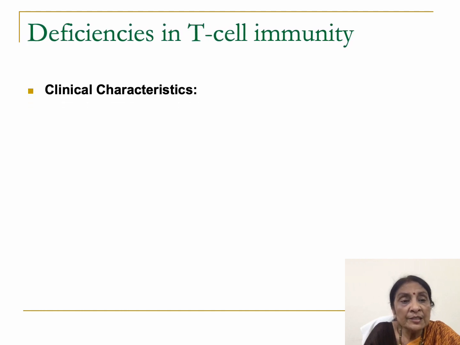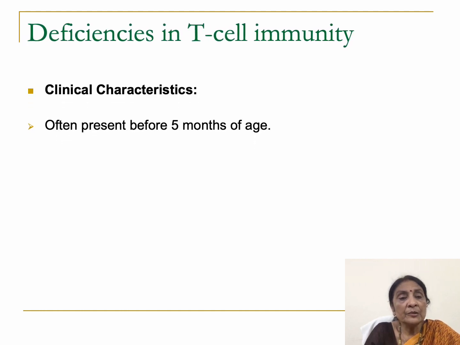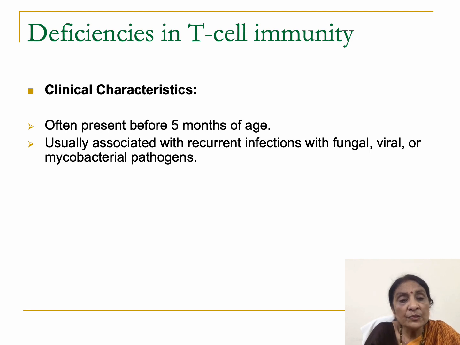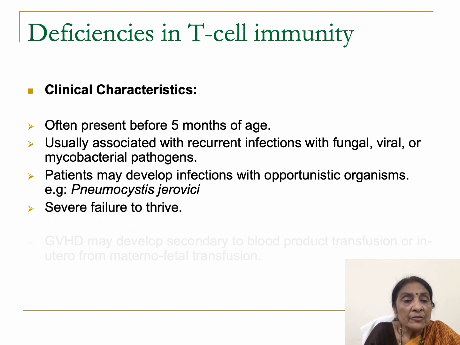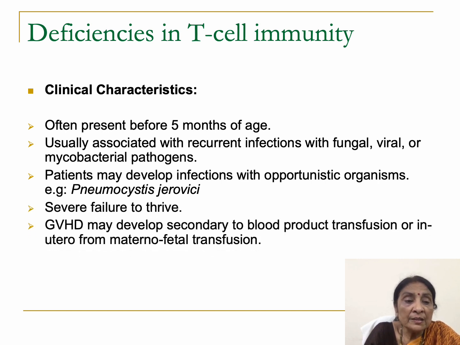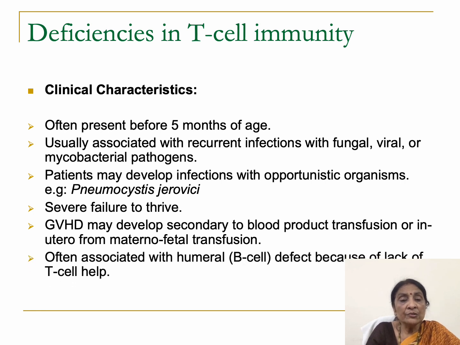Now, deficiencies in T cell immunity, characteristic: patients are below 5 months of age, usually associated with recurrent infection with fungal, viral, or mycobacterial pathogens. Patients may develop infection with opportunistic organisms, that is Pneumocystis jirovecii, failure to thrive, and chronic graft versus host disease, which may develop secondary to blood product transfusion or in utero from maternal-fetal transfusion. Often associated with B cell defects because of lack of T cell help.